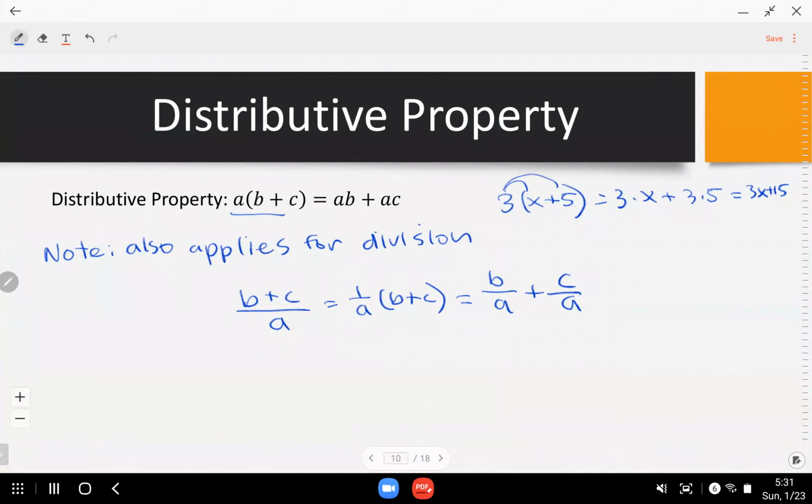So basically, right here we're multiplying A by B plus C, right? But this time we're dividing B plus C by A. All right, we're dividing, but it basically is the same, right? So when you're dividing, you also need to distribute to both terms, but this time it's not AB or AC, it's B over A plus C over A, okay?